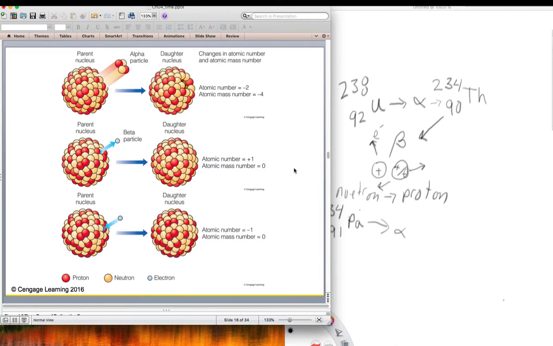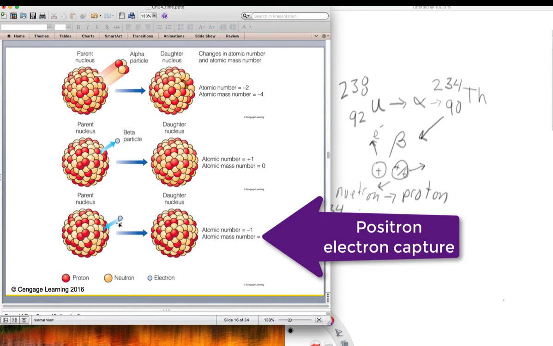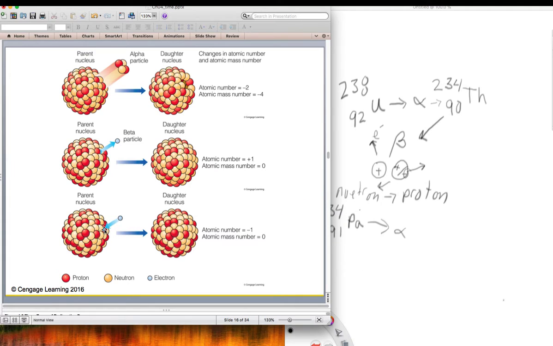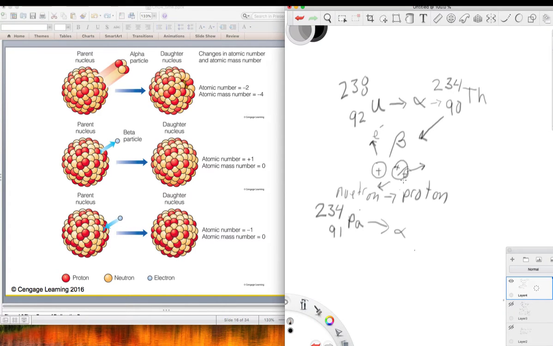Now, the last type of decay is, in fact, what we call a positron or electron capture. In this case, an electron makes it into the nucleus of the parent atom. So we're not adding or taking away protons, so we're going to leave the atomic number the same. But since we add an electron to the nucleus, it's really the opposite of beta decay. We're adding an electron in here, so we're going to convert a proton to a neutron. So let's write that down over here.